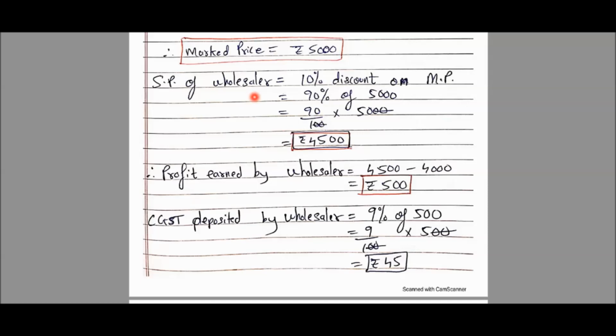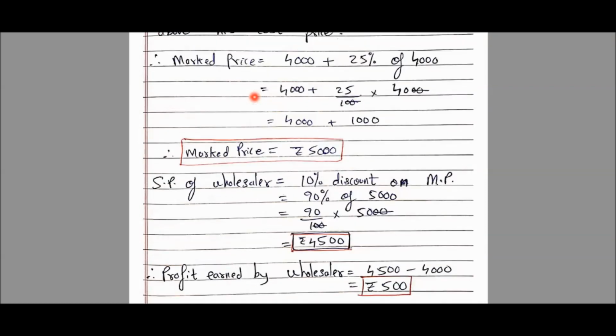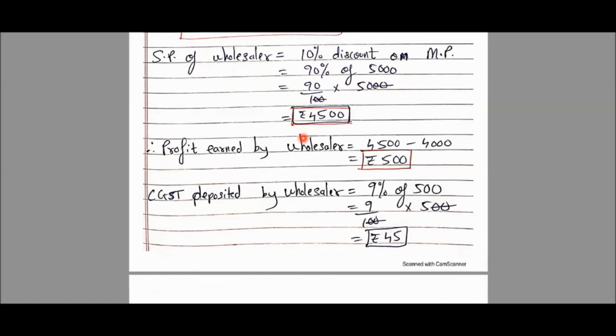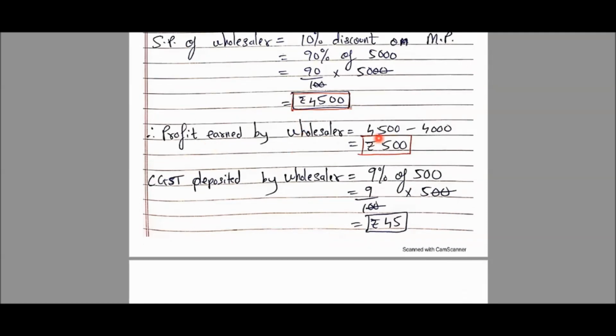Students, if you remember, the cost price of the wholesaler was given to us. Yes, see, I'll show you on the screen. The first thing, the cost price of the clock for the wholesaler is 4,000. So now I found out the selling price. I already had the cost price. Can I find the profit? Yes. Profit earned by the wholesaler is 4,500 selling price minus 4,000 cost price, which is 500. And the moment you get the profit of the wholesaler, you can easily find GST.